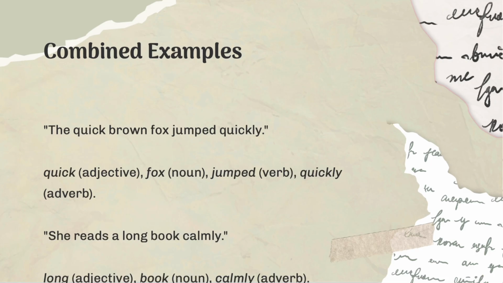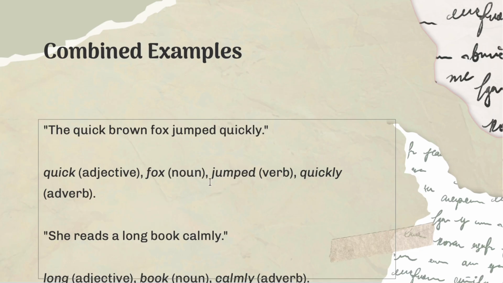Combined examples. The quick brown fox jumped quickly. The quick brown fox. Quick and brown are the adjectives. Then the fox is the noun. And jumped is a verb, and quickly is the adverb. Quick is describing the noun, which is the fox, because a fox is a thing. And then jumped is an action, so that's a verb. And quickly is modifying the verb.